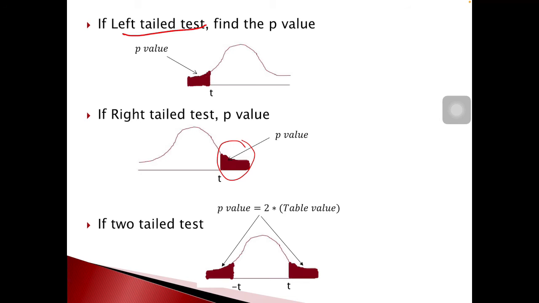If it is a two tail test and our p value is within these two rejection regions, then we have to reject the null hypothesis. For a two tail test, we can find the p value by multiplying your table value by 2. Your table value multiplied by 2 gives you the p value. Reject the null hypothesis if the p value is less than your significance level alpha, which means within this rejection region.